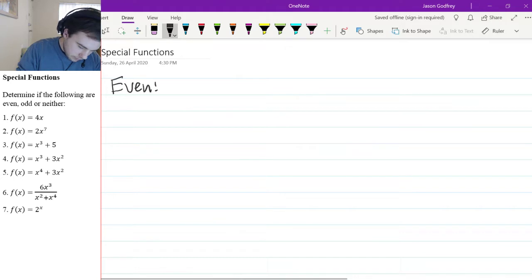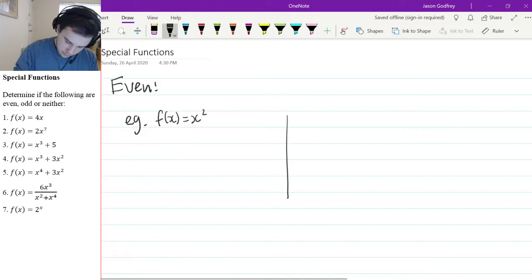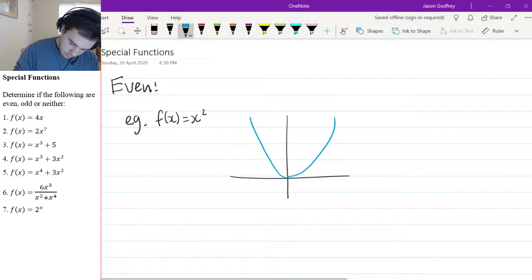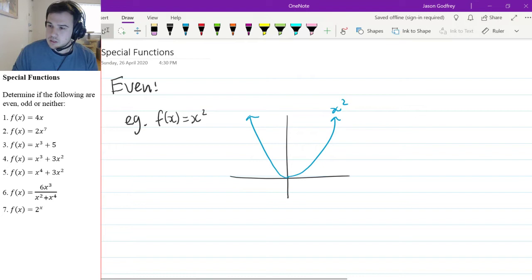So first, for an even function, what we'll do is graph x squared, and this is an even function. Now why is that? Well, what type of symmetry can you see here? Whatever's on the right hand side here is the same over here. So you'll notice the y-axis forms an axis of symmetry here. So that's what an even function is.